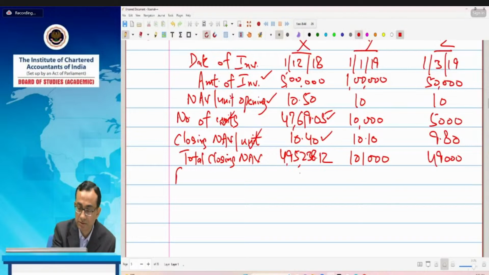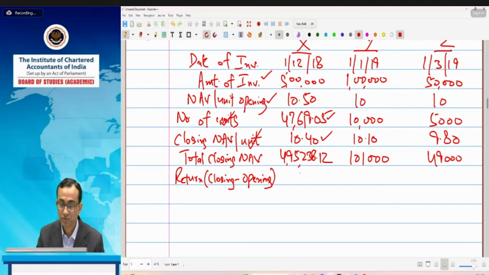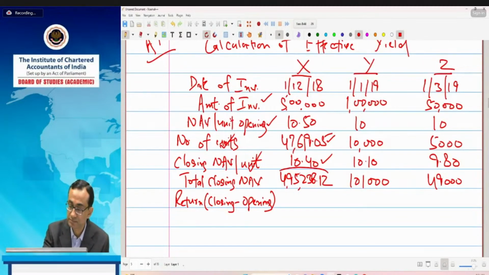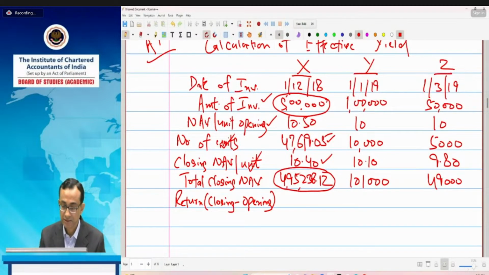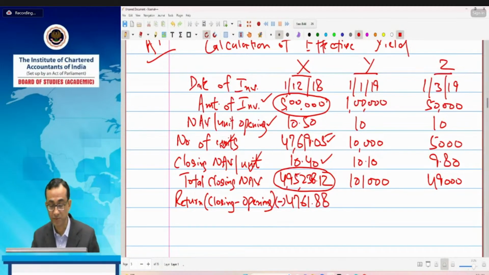Now come to the return. That is closing minus opening. That is closing NAV minus opening NAV. So closing NAV in case of X, we have calculated this figure, closing NAV, and this is the amount of investment, which is the opening NAV. So we minus this, we will get opening 5 lakh minus closing 495,238, 4761.88. So this figure will be negative because if you observe that the closing NAV, this figure is lesser than the opening NAV. Therefore, this figure 4761.88 is in negative. Fine.